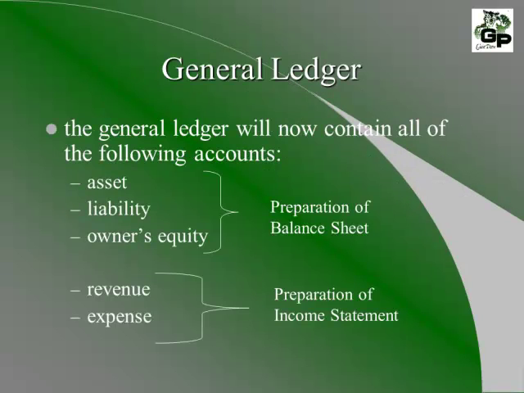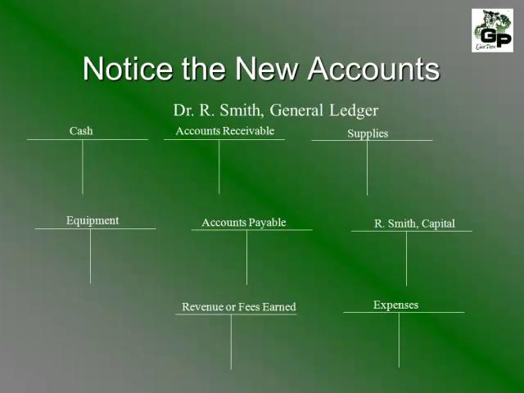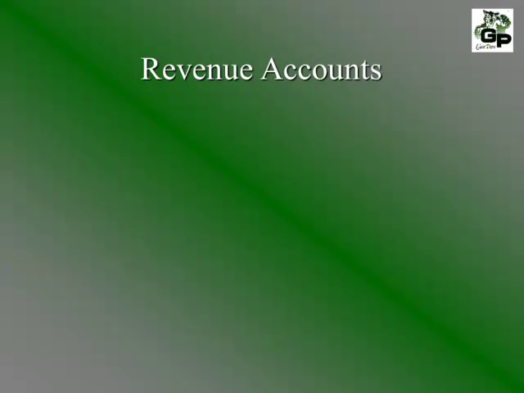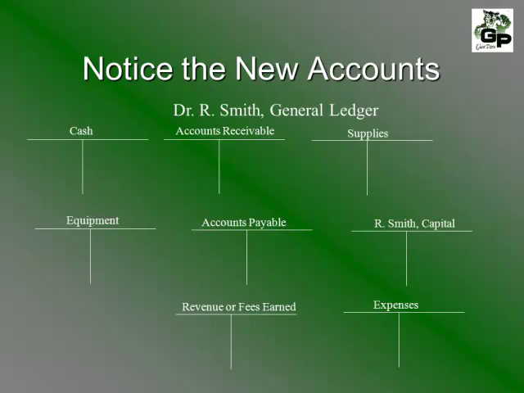The general ledger now contains all of the following types of accounts. We have asset accounts, liability accounts, owner's equity accounts, which allows us to prepare the balance sheet. We have revenue and expense accounts, which allows us to prepare the income statement. Let's take a look at these accounts as they appear in a general ledger. Notice at the bottom we have 2 new types of accounts. We have one T account for revenue or fees earned in this example, and another one for expenses.